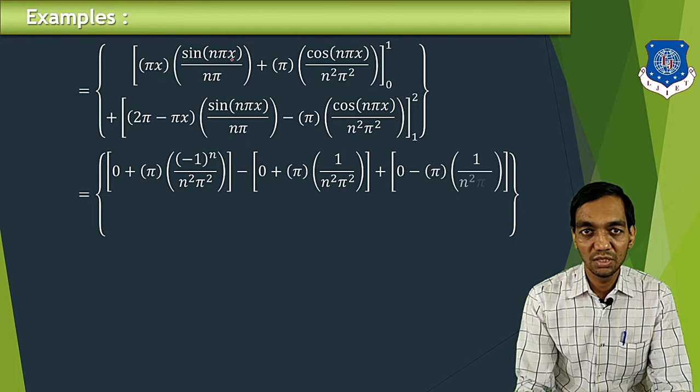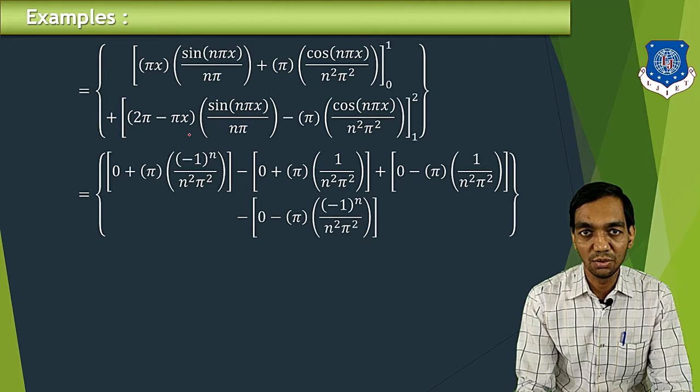So if you are going to put 1, then sine n pi has a value 0. Cos n pi has a value minus 1 raised to n. So you will have 0 plus pi into minus 1 raised to n upon n square pi square. Minus, if you are going to put the lower limit 0, then 0 into anything will be 0, and cos 0 has a value 1. So you will have 0 plus pi into 1 upon n square pi square.